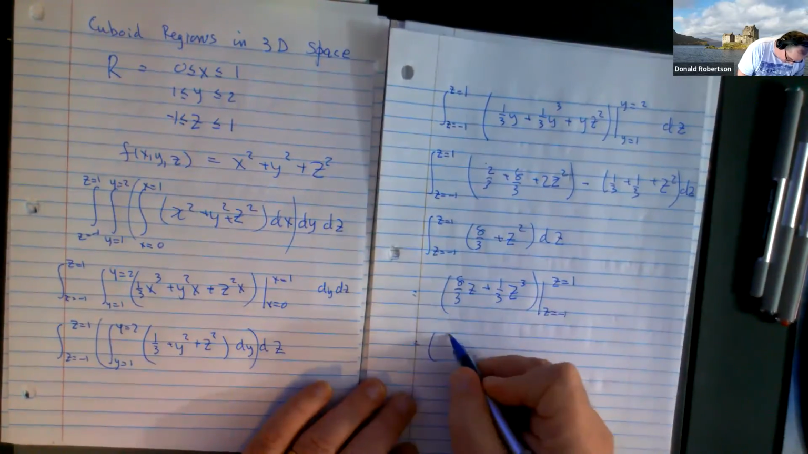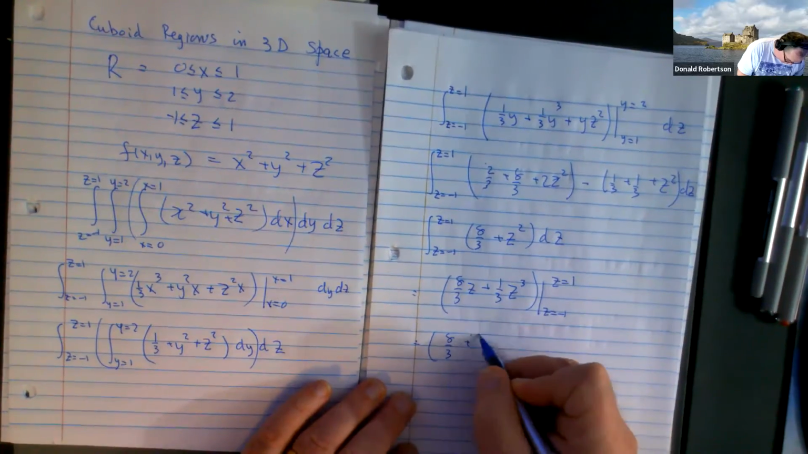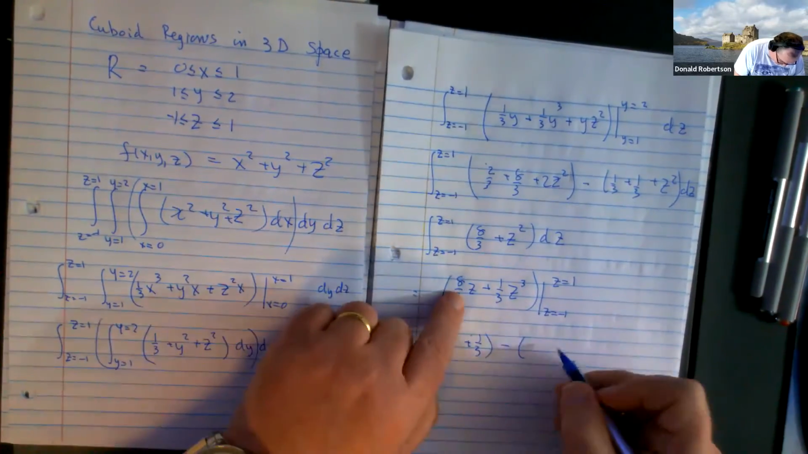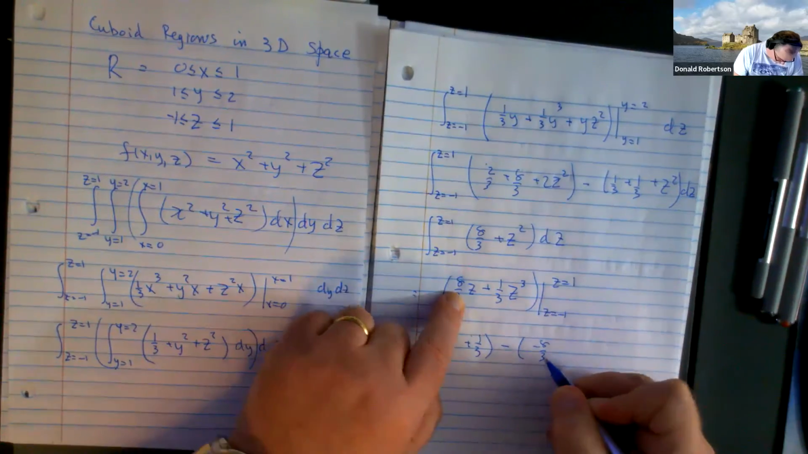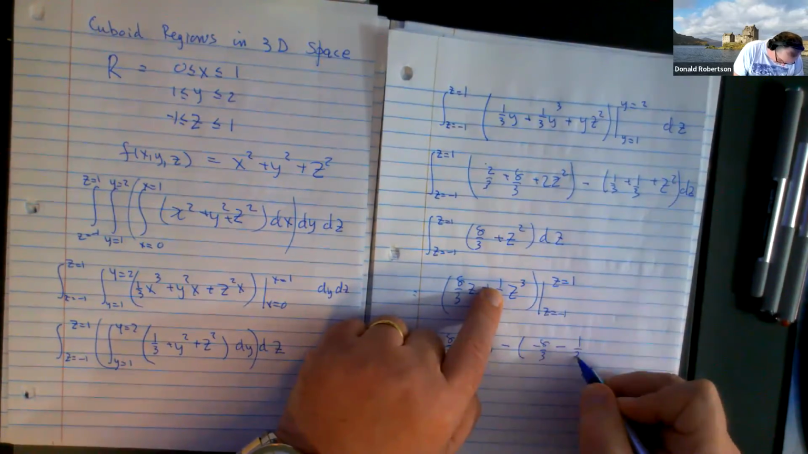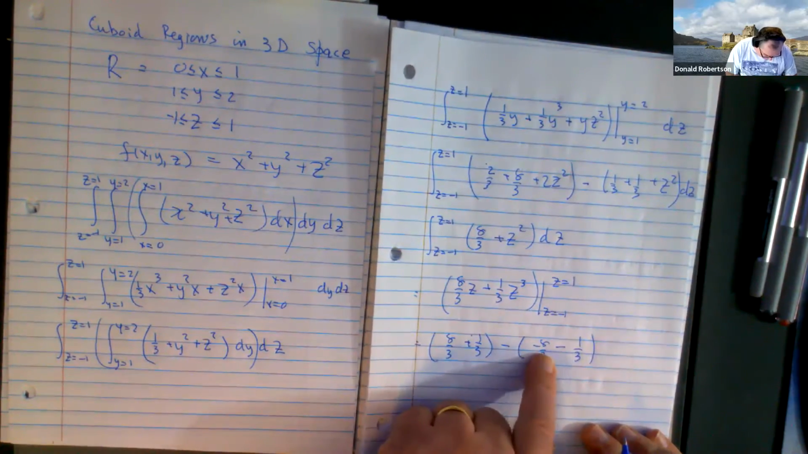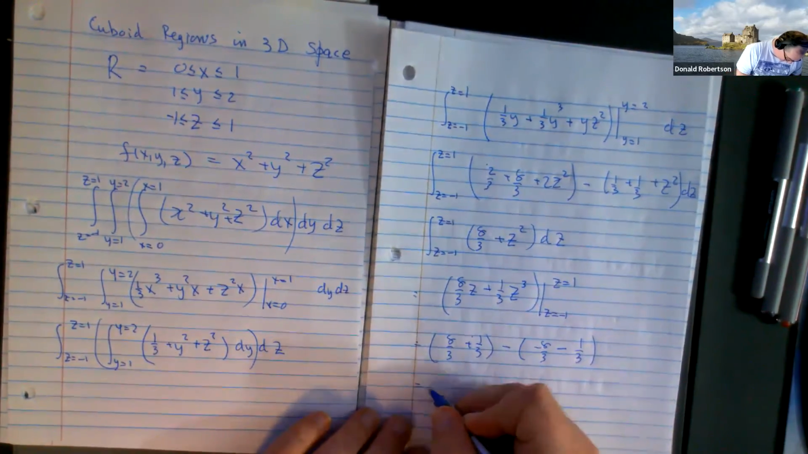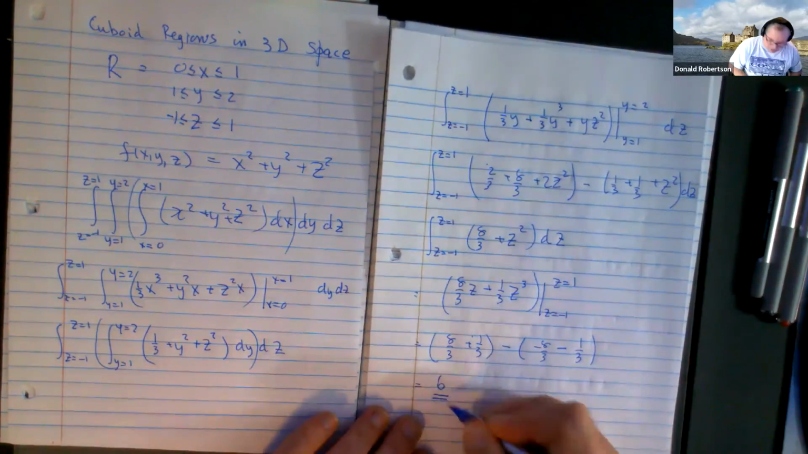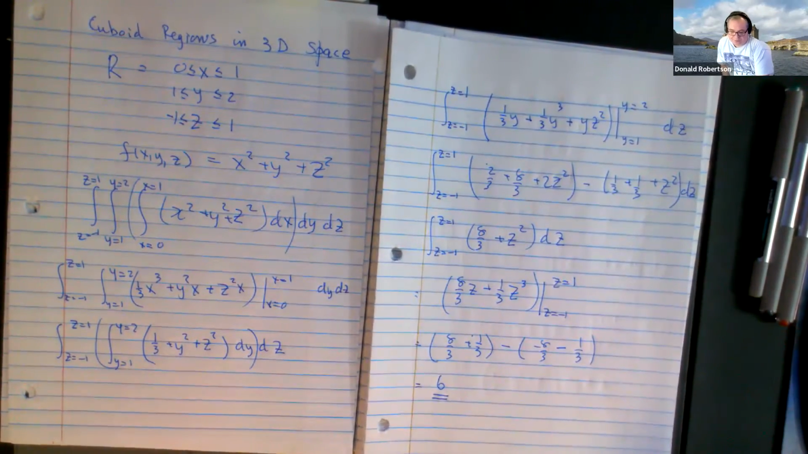And that's going to be 8/3 plus a third, take away -8/3, -1/3. And 8 and 1 get me 9/3. Would you believe it? I never expected such a nice answer. It's 6. Now, triple integrals, if they have no context to them, if it's just find this triple integral, you can get positive answers.